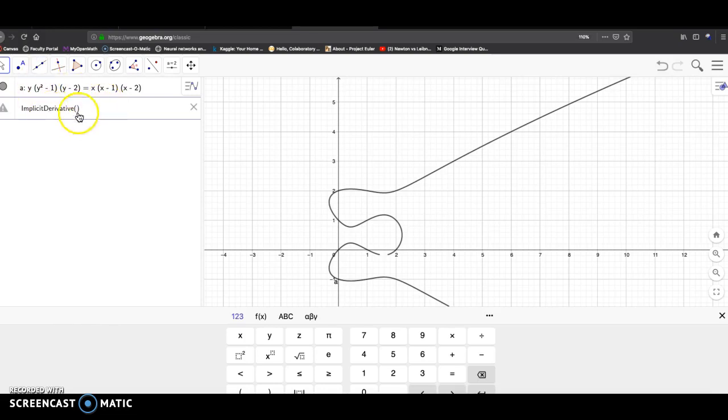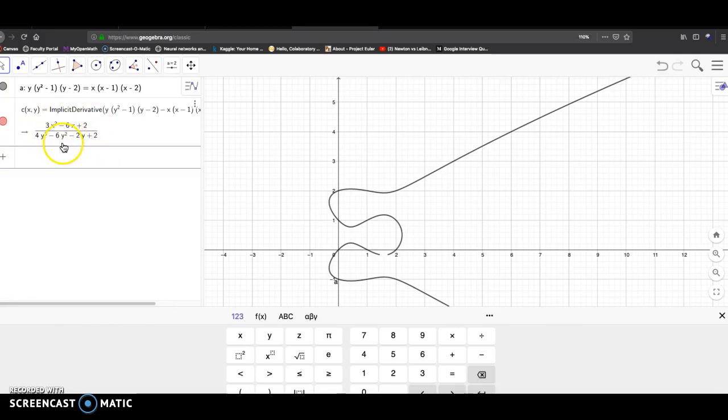So in order to define this implicit derivative, I need to enter this function: y times (y squared minus 1) times (y minus 2). But now if I plug in an equal sign, you'll see you get an error in GeoGebra. So instead of an equal sign, I'm going to do minus, and then type the right side, x times (x minus 1) times (x minus 2).